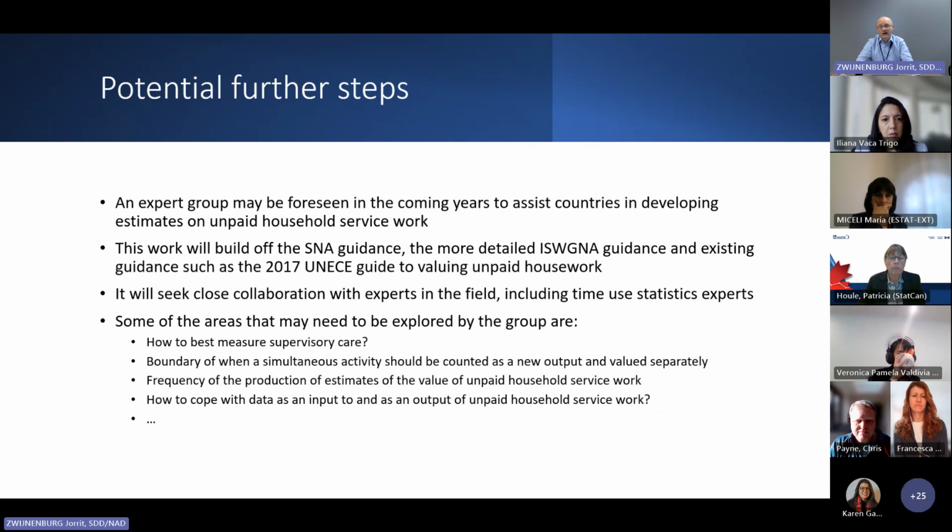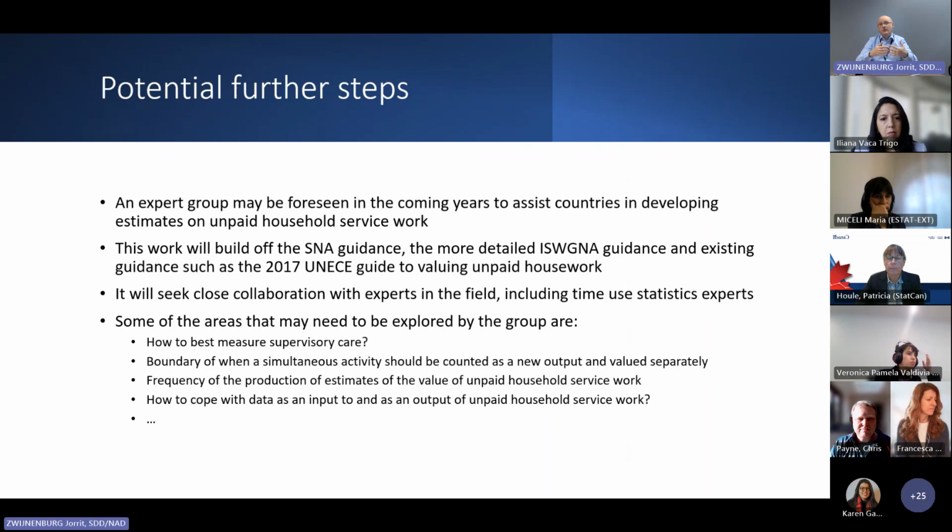So potential further steps for unpaid household service work. As I mentioned, expert groups may be foreseen to work on specific topics and to assist countries in developing estimates. So unpaid household service work is of much importance to us, to the OECD, because we have been leading the work on well-being and sustainability, and we see a lot of user demand. So if we will start this work, hopefully in 2025-26, this will build off the SNA guidance, the more detailed guidance in the guidance note that Chris just highlighted, and also existing guidance such as the 2017 UNECE guide to valuing unpaid household service work.